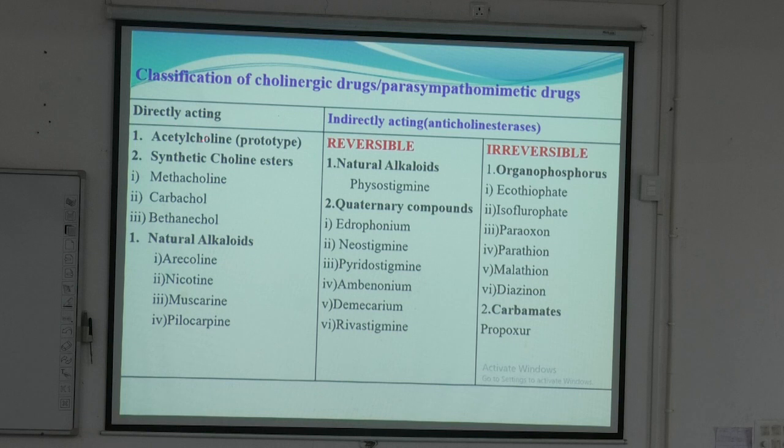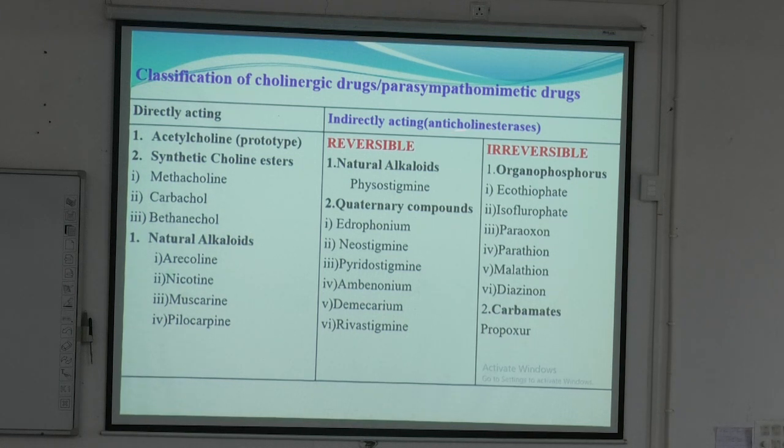So among directly acting cholinergic drugs, the main drug is acetylcholine, which is the prototype drug. There are some synthetic choline esters like methacholine, carbachol and bethanechol. Of these, bethanechol is clinically used. Methacholine is mainly used for some diagnostic purposes. And there are some natural alkaloids like arecoline, nicotine, muscarine and pilocarpine. Again, pilocarpine is clinically used.